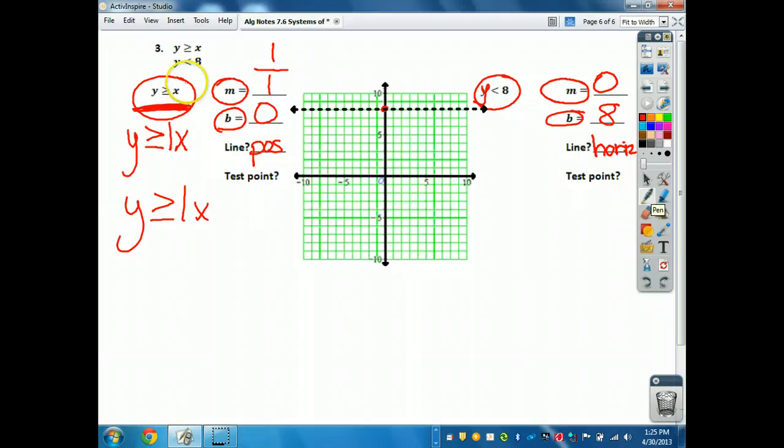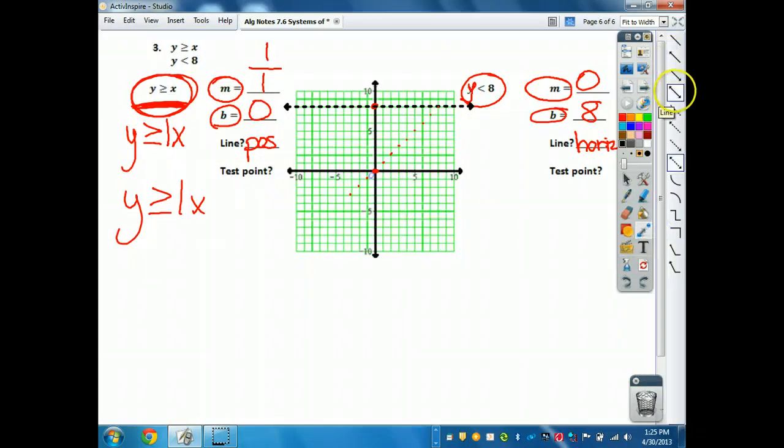Now we might as well go over here and graph this one. Where do I start for that one? On the origin, because it's 0. And then I go 1 and 1. Is that a solid or dotted? Yep, a solid. So we'll go here.